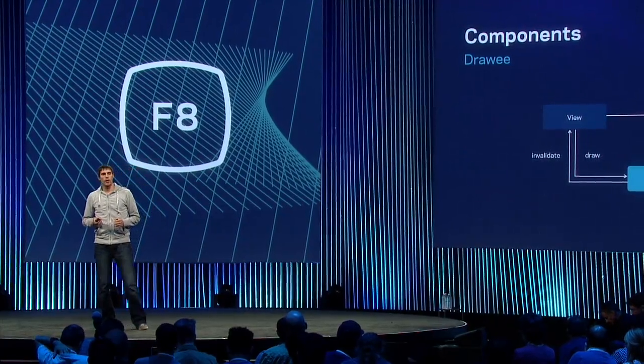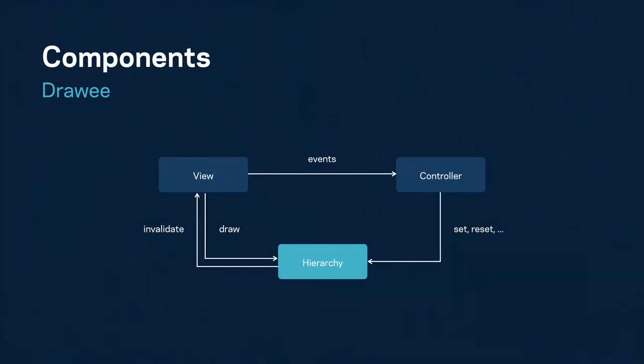There are three main components in Drawee: the view, the hierarchy, and the controller. Drawee view is a subclass of Android view, and we use it to pass the events to the controller and to tell the hierarchy when to draw. Drawee hierarchy is a passive component, basically just a composition of drawables that represents the image on the screen. And finally, Drawee controller is a component that, based on those events, submits the image requests and controls the hierarchy.